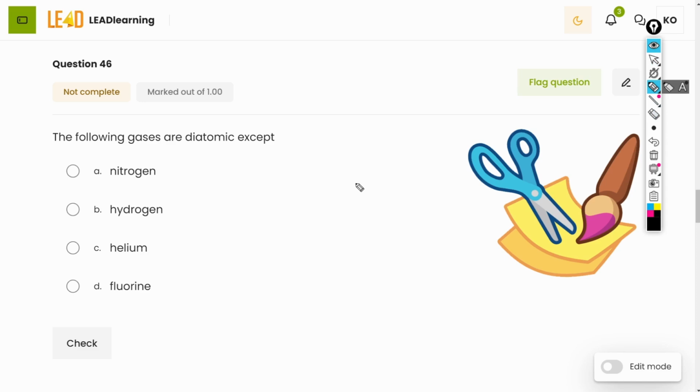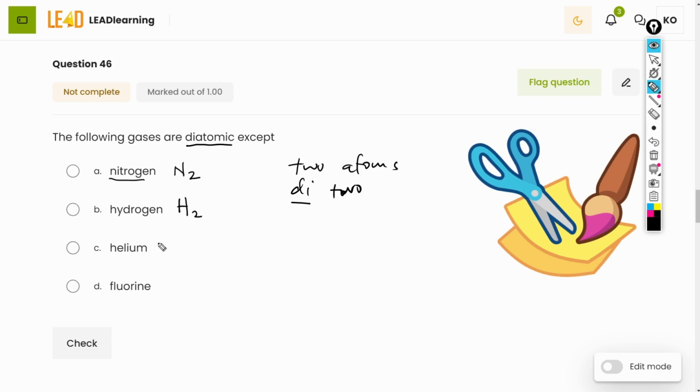Question 46. The following gases are diatomic, except. Diatomic simply means having two atoms. Di is from the Greek word meaning two. Now, nitrogen exists as a diatomic gas. Hydrogen exists as a diatomic gas, or if you like, diatomic molecule.